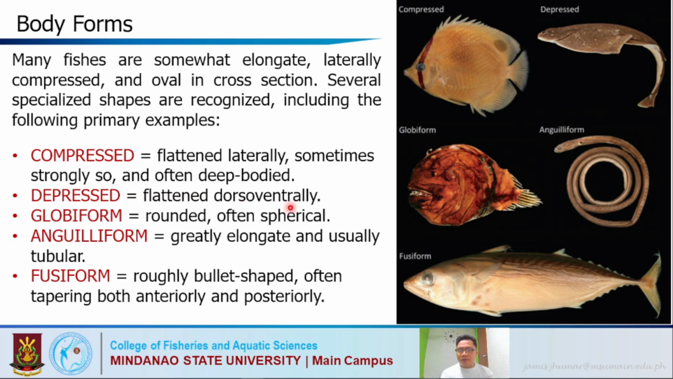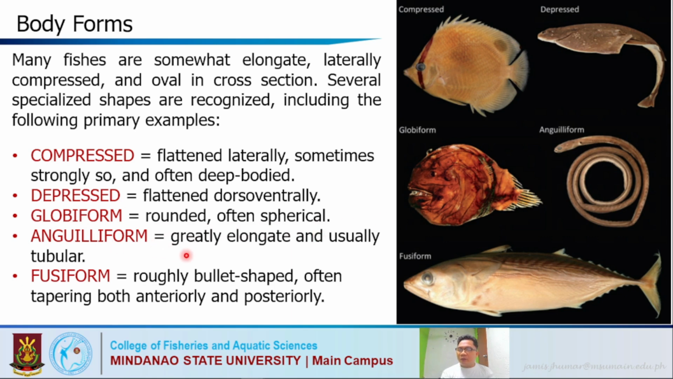And then depressed are flattened dorsoventrally. Examples of these are flounders, skates and rays. Those are types of depressed fishes. When we say dorsoventrally, the dorsal part is flattened. You might remember the dorsal and the ventral part of the fish. And then the globiform. Globiform is obviously rounded, often spherical. Examples of these are puffer fish and etc.